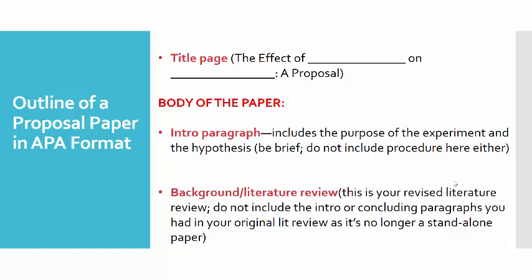The proposal paper starts off like any other APA paper in that you have a title page. The title should reflect the example that you see here on the screen: the effect of blank on blank, colon, a proposal. So if you are going to be measuring the effect of calcium chloride on surface temperature, this would say the effect of calcium chloride on surface temperature, a proposal. So whatever your experimental design title said, that is going to become the actual title of your proposal paper.